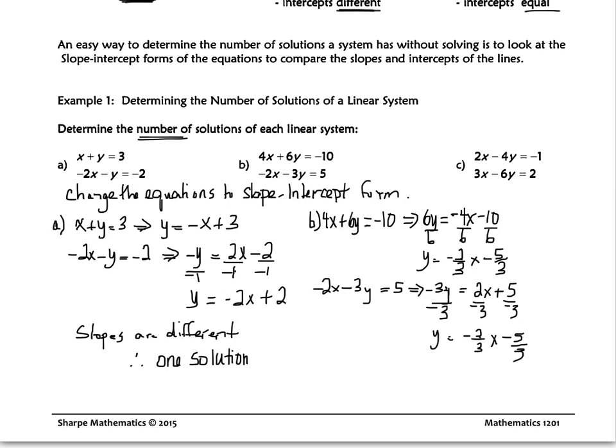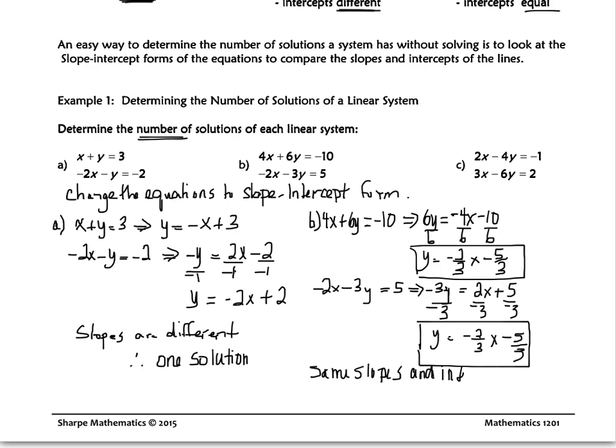So you can see both those equations are exactly the same. Therefore, if they have the same slopes and intercepts, if they're the exact same equation, that means there are many solutions, infinitely many solutions.